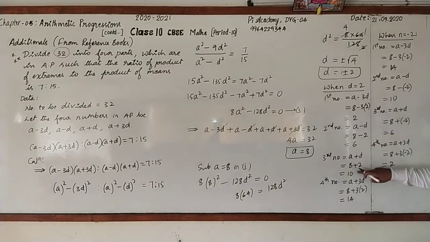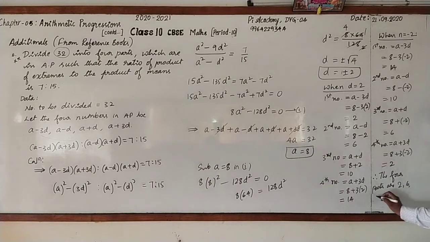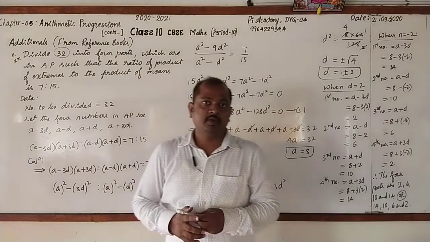See, 2, 6, 10, 14. Therefore, the four parts are, what are these? It is either 2, 6, 10 and 14. Or what is the other possibility? 14, 10, 6 and 2. Yes. Hope that you have understood.